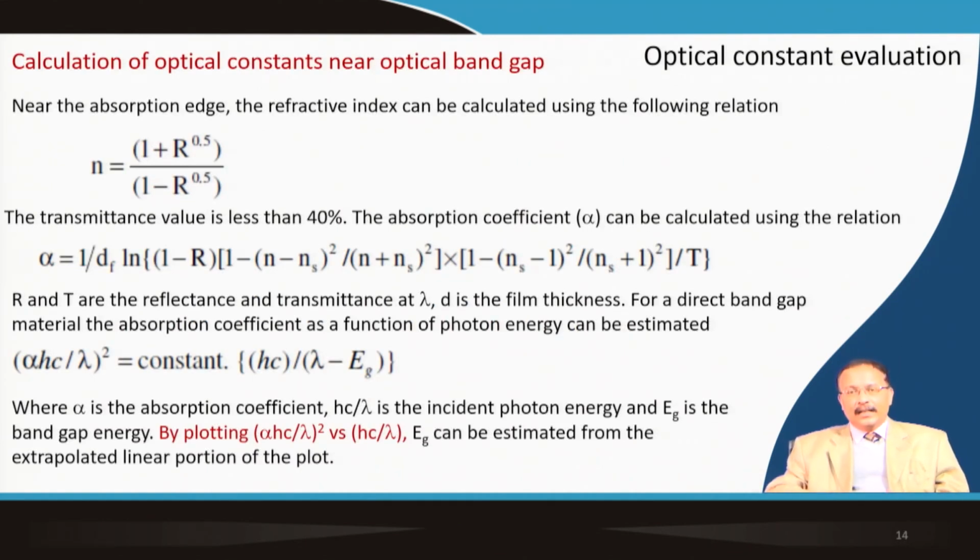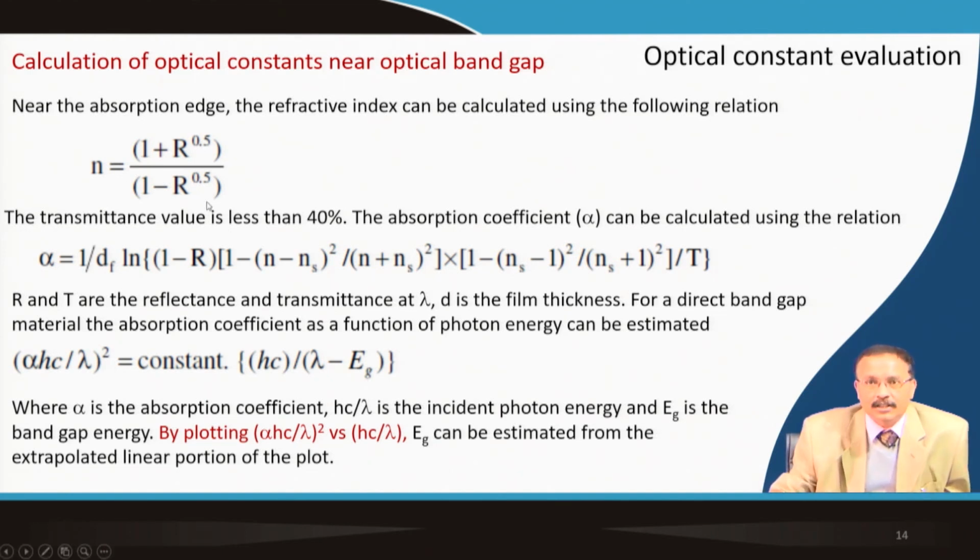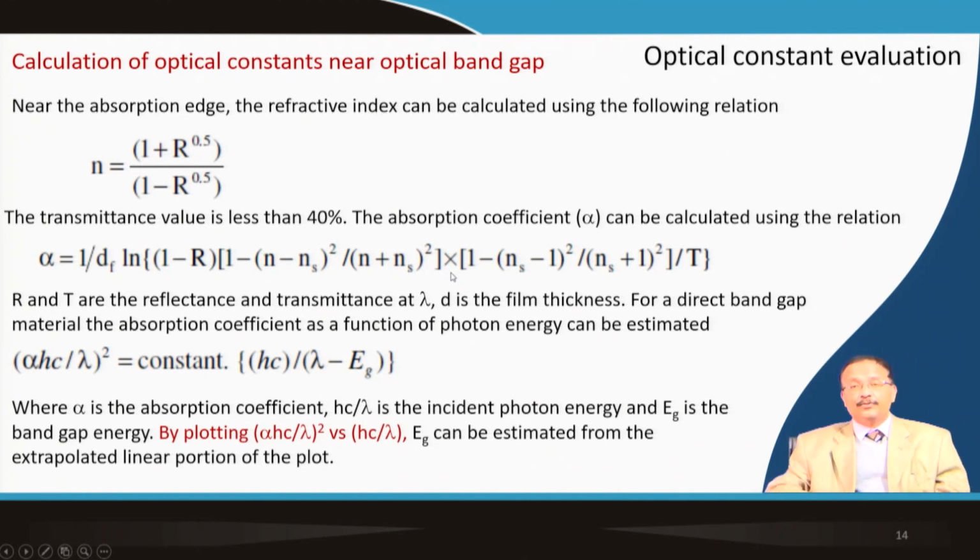Now, when the absorption takes place, near the absorption edge the refractive index is estimated by this relation. Actually, this relation I also described in one of my earlier lectures. Here the transmittance value is less than 40% and the value of alpha can be calculated by this relation. Here R and T are the reflectance and transmittance at each lambda.